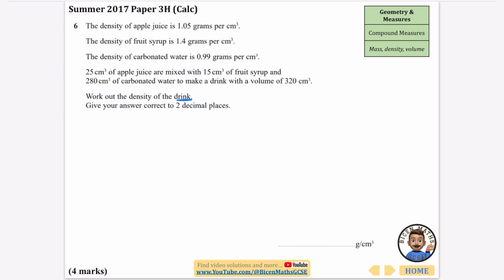Because we want the density of the drink, we need to know the mass of the drink, and we need to know the volume of the drink. Well, the volume of the drink is nice and easy because they've just told us that it's 320 centimeters cubed, but the mass of the drink is the thing that I'm going to work out.